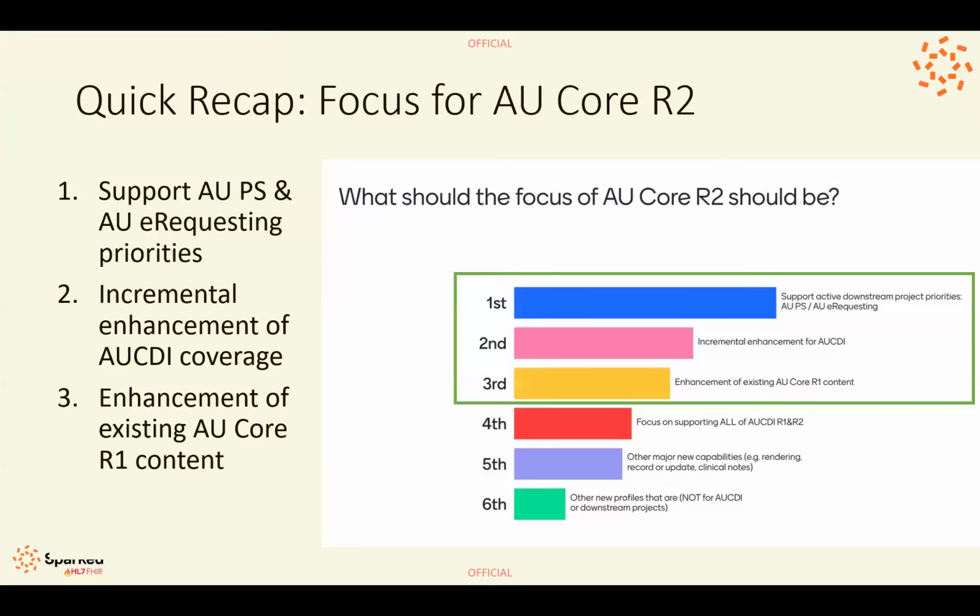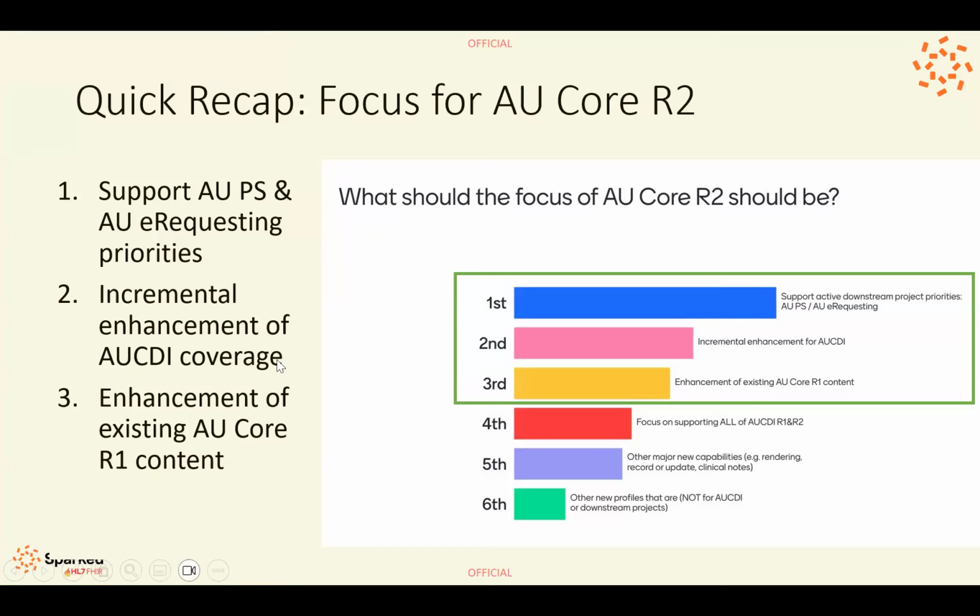And I'm just going to do a quick recap of what we intended. For AU Core R2, we intended to support downstream project priorities, which at the time were patient summary and e-requesting. That's still the two HL7 AU downstreams, but I think there's also been support for other community activities, and certainly healthcare service has come in to support Health Connect.